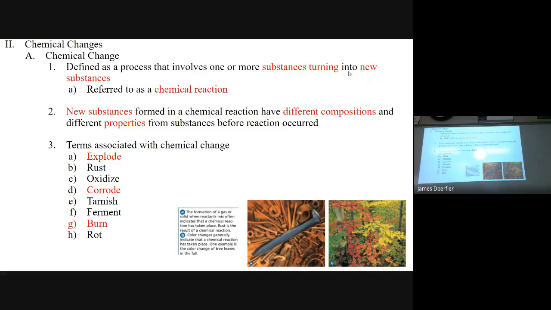Now, when we say a new substance, that means that new substance, after a chemical reaction has occurred, will have different compositions as well as different properties from substances before the reaction occurred. You have to have something new that is unique to what you had initially before anything happened.